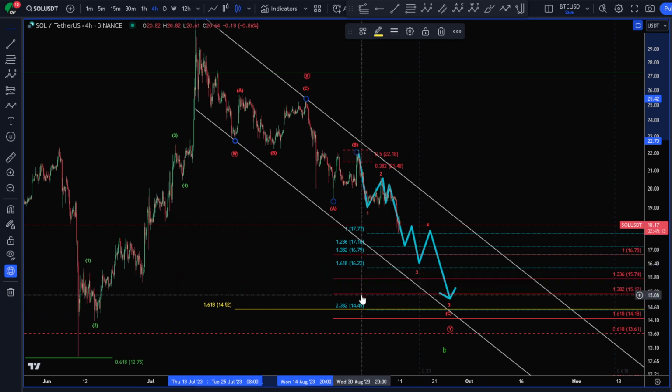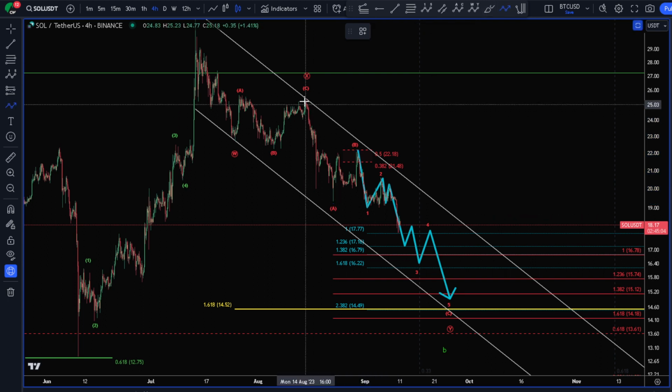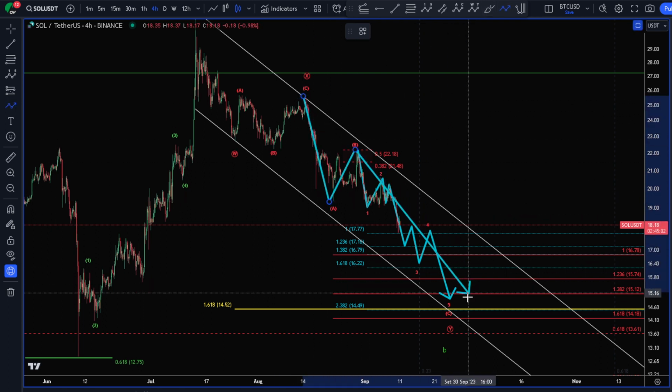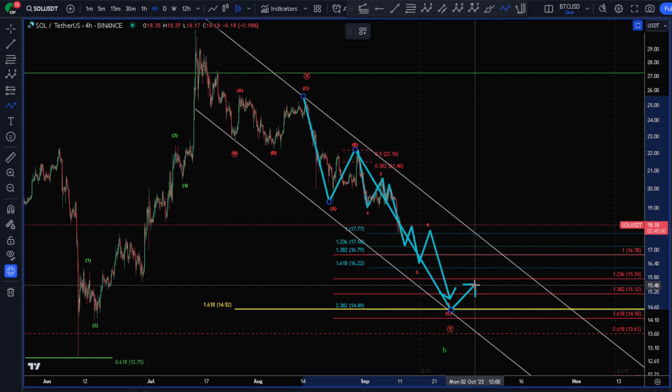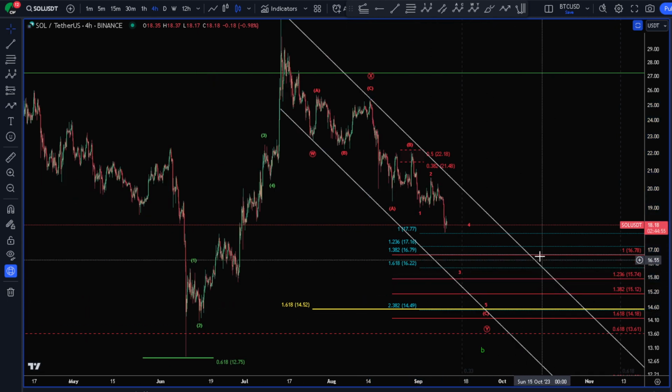Other extensions on that are A, B, C. That takes us down to the 1.618 at 1418. You can see there in red. That would be our A wave off our B wave for our C wave extending to the 1.618. So everything lines up to that area for me.